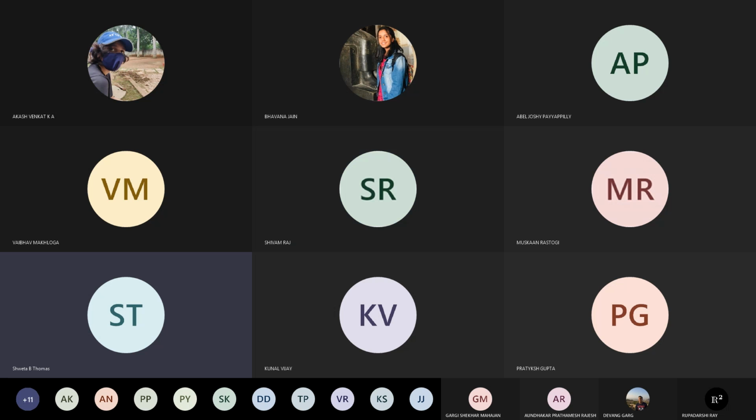So we have done till module 5. Today we'll start module 6, that is registers and counters. This is again a part of sequential circuits.